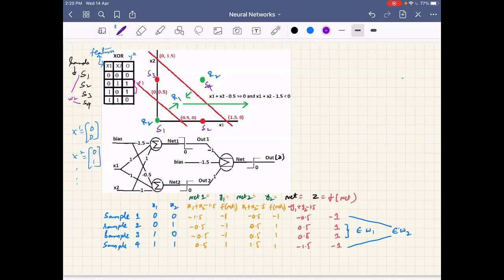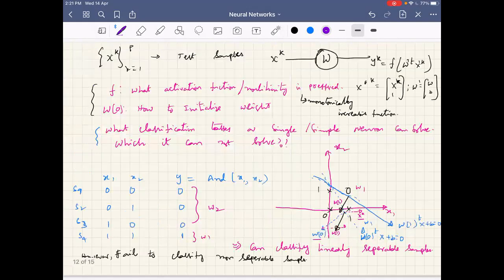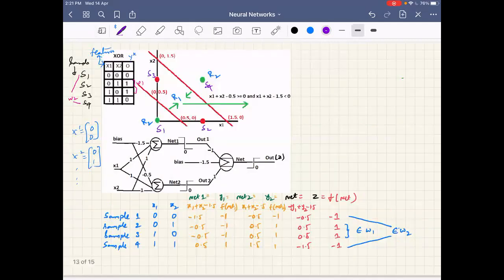Okay, as you can see here, sample 2 and 3 belong to the omega 1 class, and sample 1 and 4 belong to the omega 2 class. So this is not a linearly separable problem. You can't separate them by a single line, and hence a single neuron will not be sufficient to classify them. So what should we do? When a single neuron will not be able to classify, we construct a network of neurons and together see if we can classify them. And there comes the concept of a neural network.